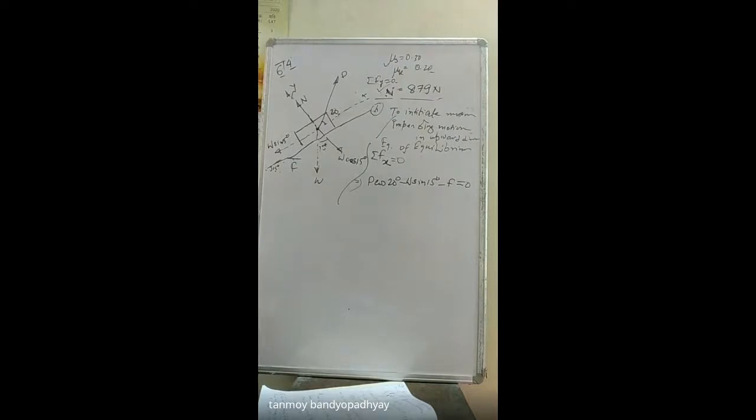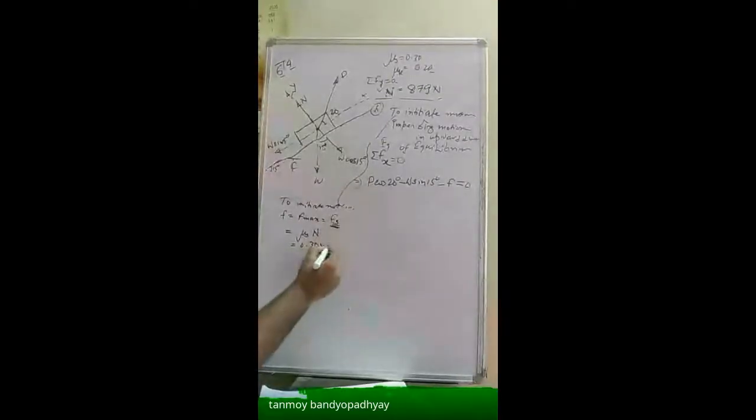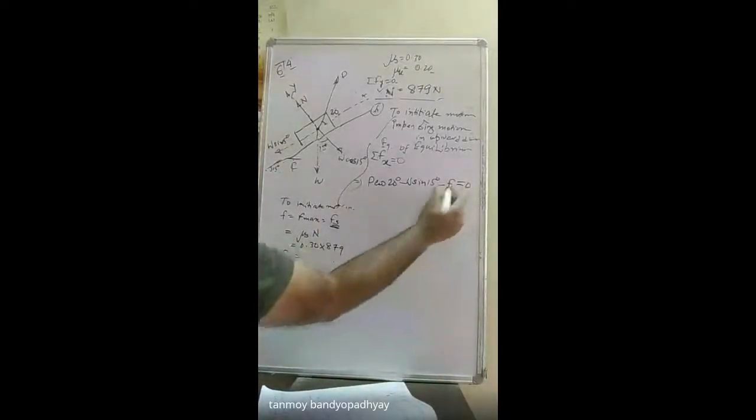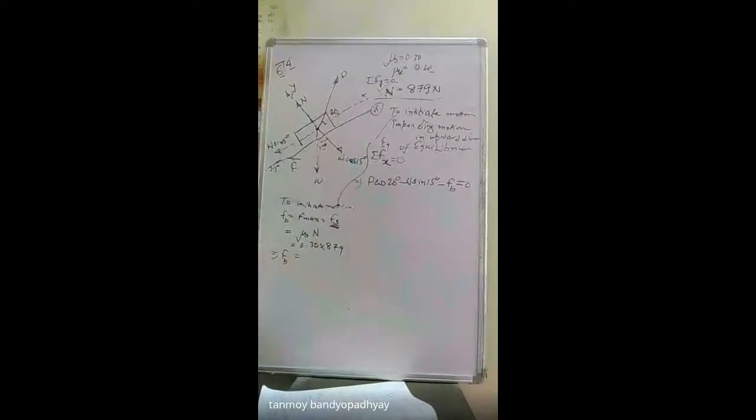Okay? Now, for impending motion, to initiate motion, this F must be equal to F max or Fs, the limiting value of the static friction, or F limiting you can also write. So that should be equal to mu s into N. What is mu s? Mu s is 0.30 into N. N is 879. So just calculate the value of F. Let's call it Fb, the B case. Fb is coming out to be, let me see, 264 Newtons. Okay?